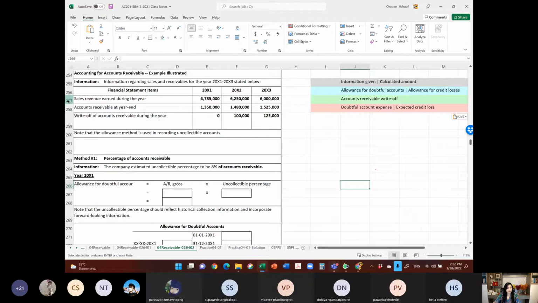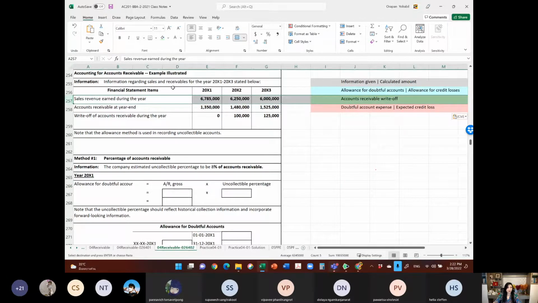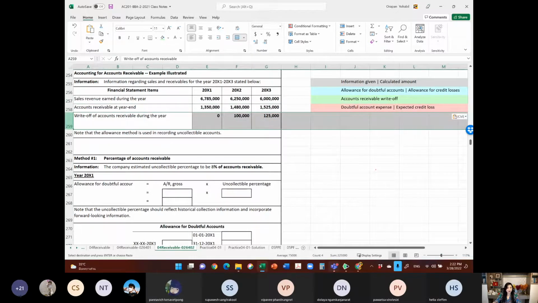Now, with this meaning, let's start out with the information given. Over here, you have the information given for the sales revenue in year 1, year 2, and then year 3. And together with that sales revenue, you are given the accounts receivable at the end of year 1, end of year 2, end of year 3. And also over here, you know the actual write-off of the accounts receivable during year 1, year 2, year 3. So this is when the customer has gone bankrupt, has died, or has gone missing. So you write off his or her accounts receivable when you know that fact. Okay, so this is actually given to you.